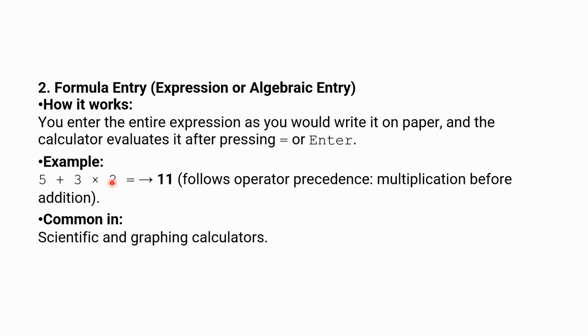That's the big distinction. So when you take something like 5 plus 3 times 2, you're going to get the correct answer of 11 because it follows the operator precedence. It does the multiplication before addition. It does that for you. And that's the big difference. These cheap little 4-function calculators, you have to do the multiplication first yourself. But if you don't understand the order of operations, if you forgot what you were taught, you're not going to know to do that. So this formula entry or expression entry is common in scientific and graphing calculators.